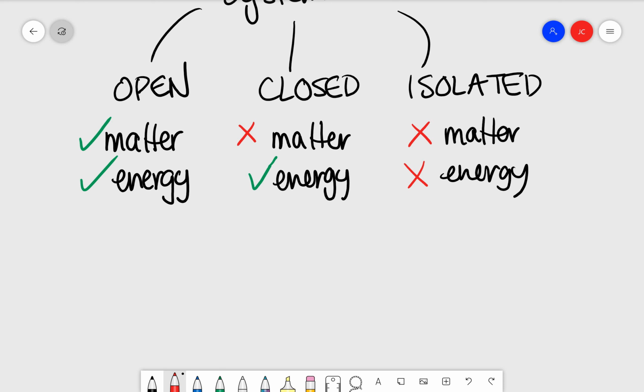But this is important because the law of conservation of energy applies only to isolated systems. If the system is open or if it's closed, you cannot rely on the law of conservation of energy. This isn't as big of a problem as we think, though, because a lot of the questions we're going to do, we can assume the system is isolated, even if it maybe wouldn't always be in real life, and I'll explain why that is in a little bit.